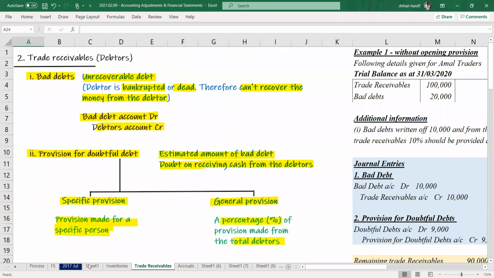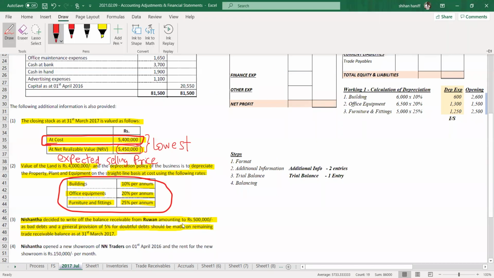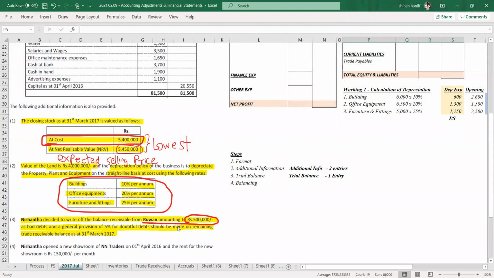Okay. So here in this question, we have a bad debt of 500,000 for one. General provision 5%. Okay. Now let's do this adjustment.